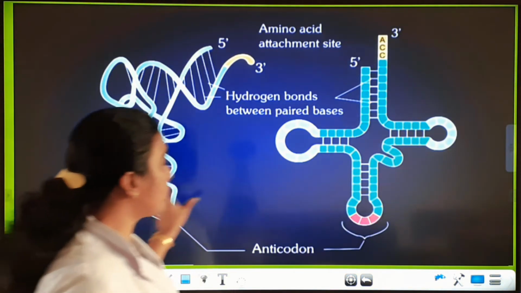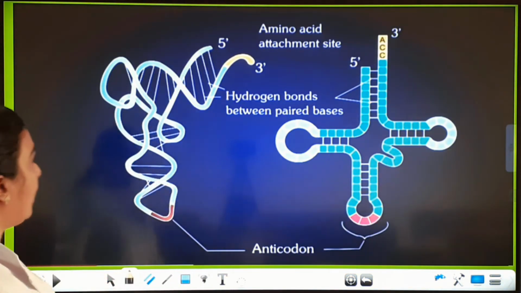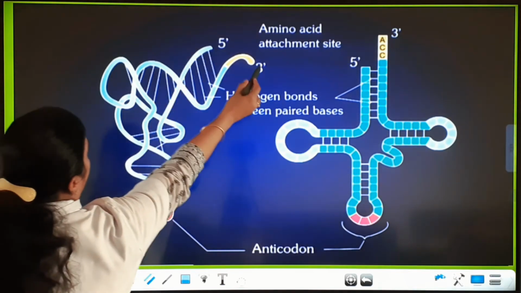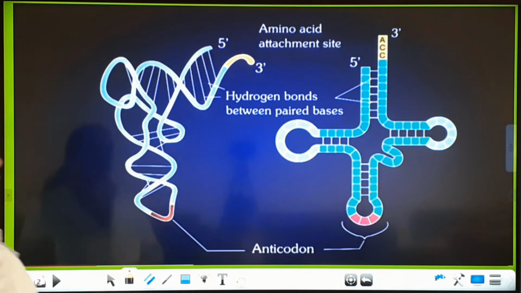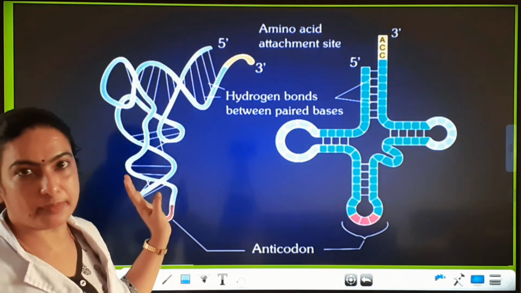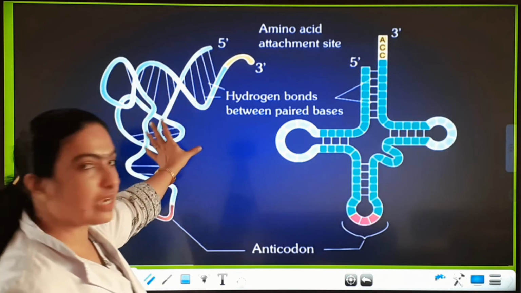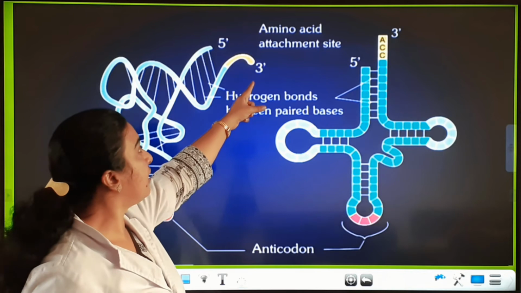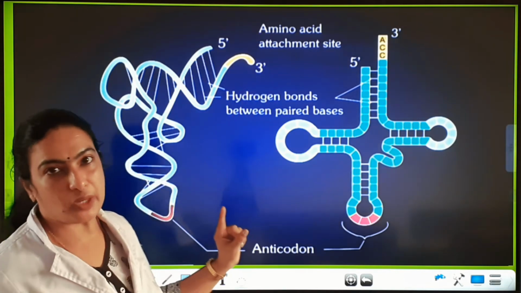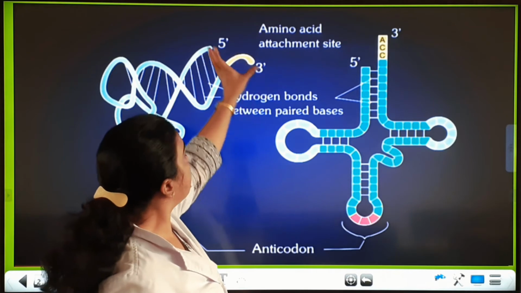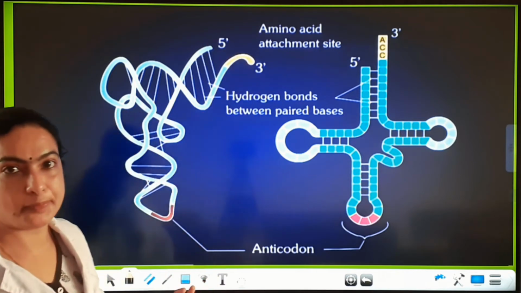And I will show you the structure. So this is the structure of tRNA. One end is 5' and the other end is 3', and the 3' is extended beyond the 5'. It is only a single-stranded structure, with 5' polarity at one end and 3' polarity at the other, but the 3' end is extended beyond the 5' end.